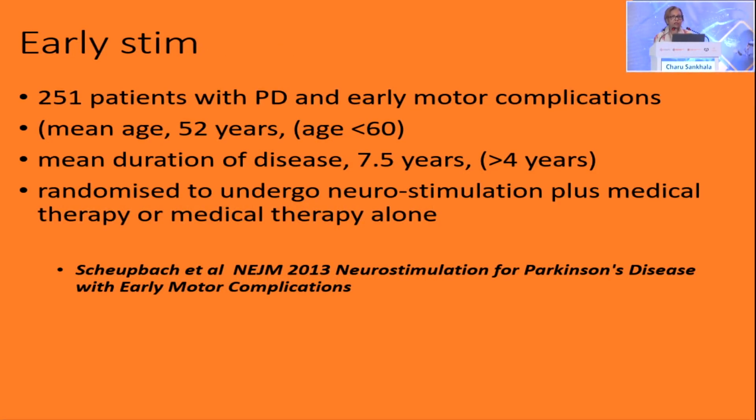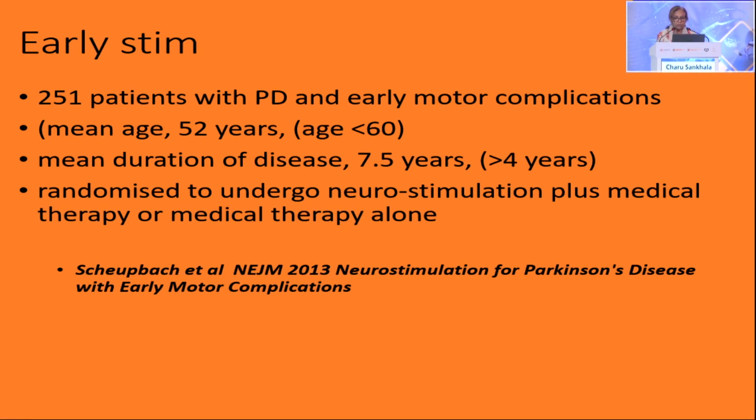So what are the results of the EARLYSTIM trial, where they did it after 5 years, when the on and off fluctuations had just started? They had early motor complications. Mean age of onset was 52. Mean duration of disease was only 7.5 years.